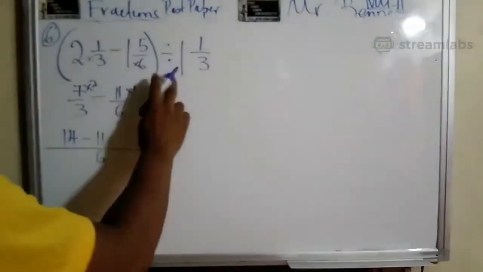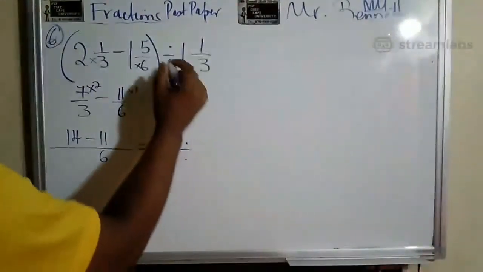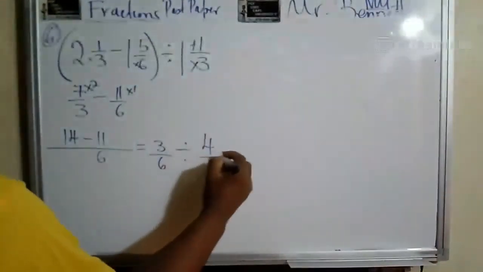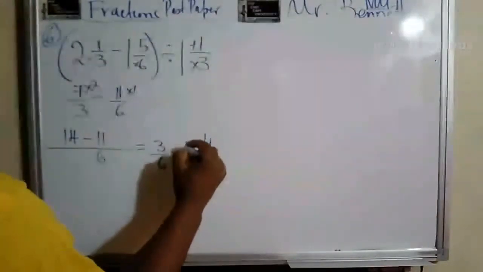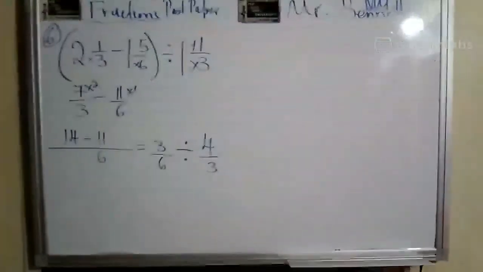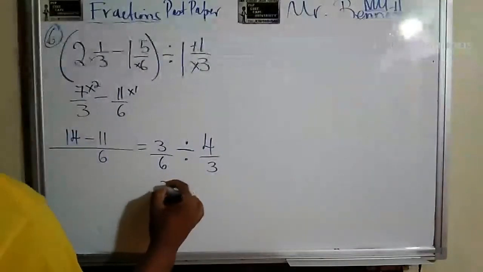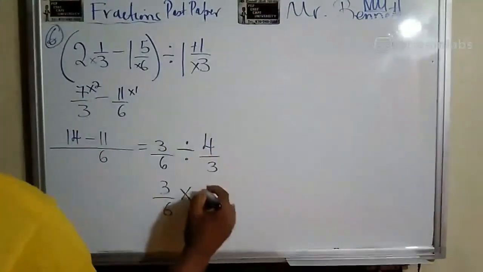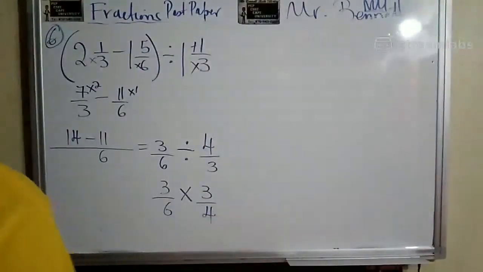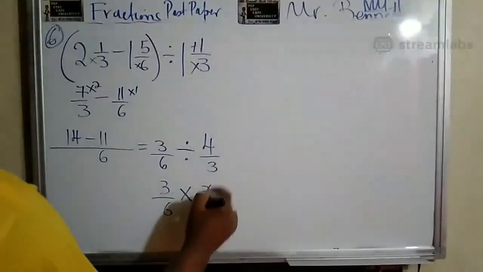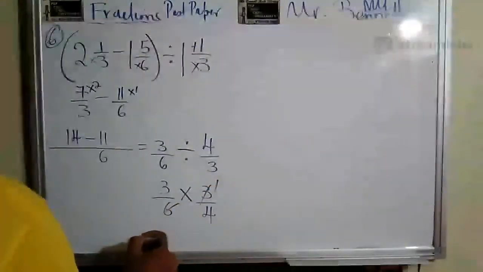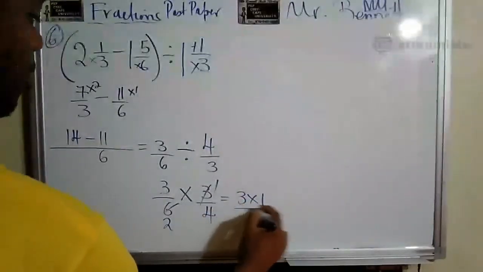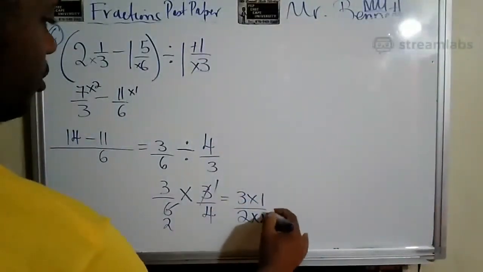So now we're going to work this part. So 1 times 3, that's 3, plus 1, that's 4 over 3. So we keep the denominator, alright? So now we can say 3 over 6 times, and we invert, 3 over 4. And then we can cancel now. 3 into itself, 1, 3 into this, 2. So 3 times 1 and 2 times 4.